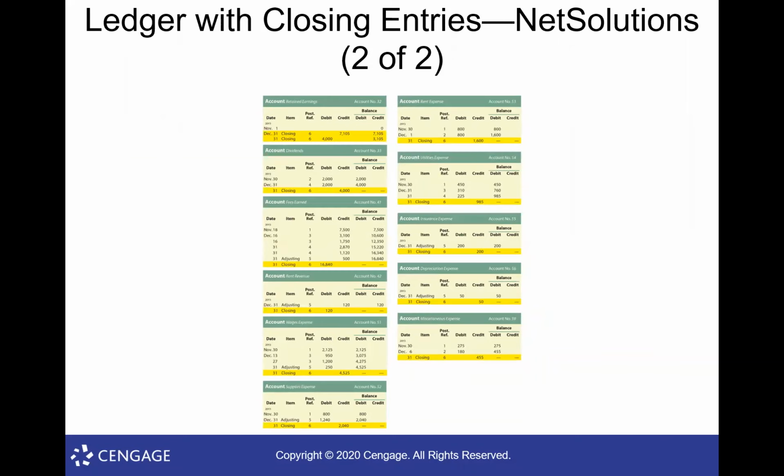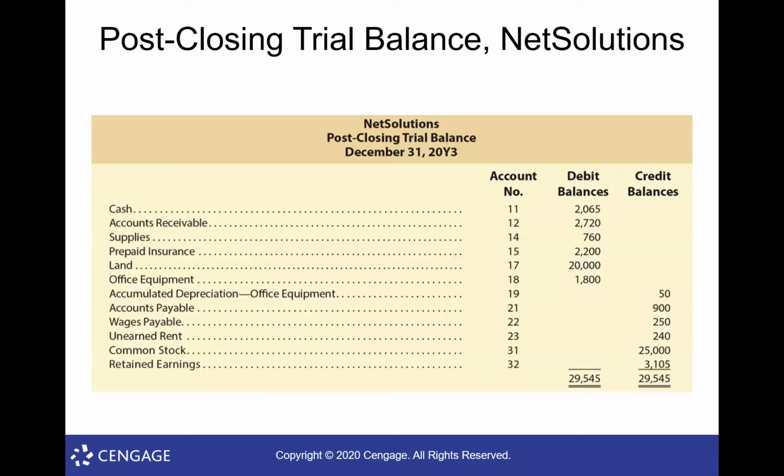So there's all of those asset and liability accounts. So after we do those closing entries, we're going to have what's called a post-closing trial balance. And you'll see that that only has assets, liabilities, and stockholders' equity. No revenue or expenses because they all have a balance of zero. They've been closed. So there's your post-closing trial balance.